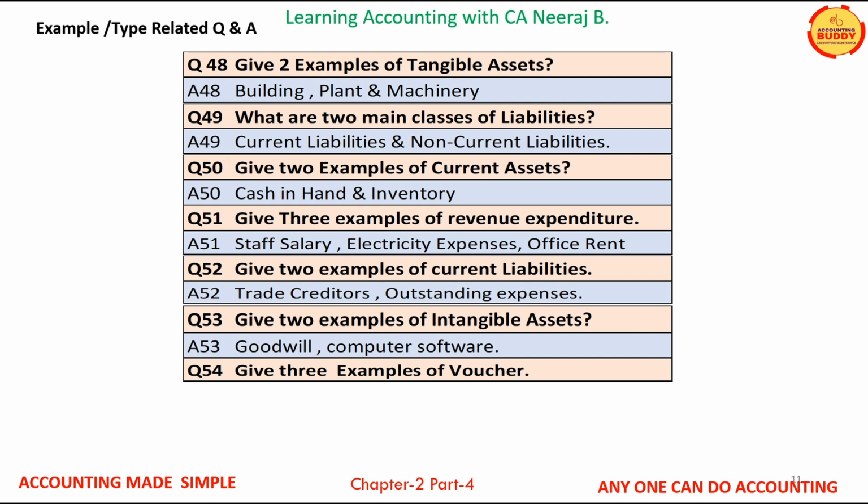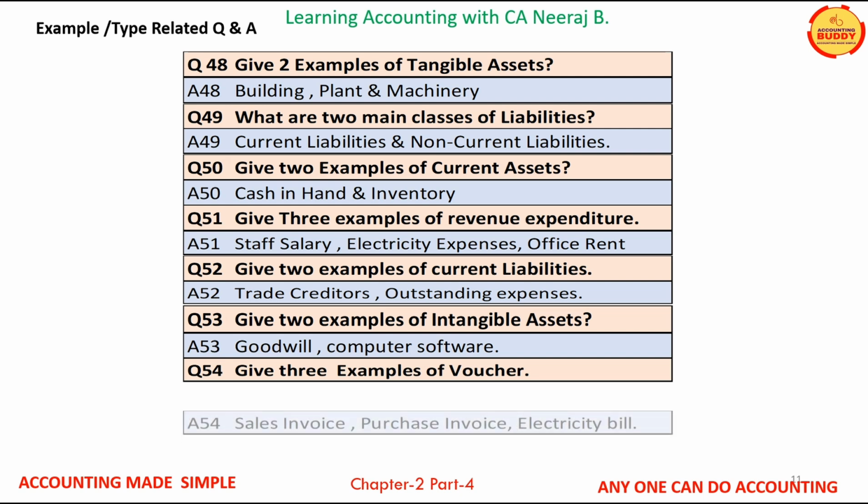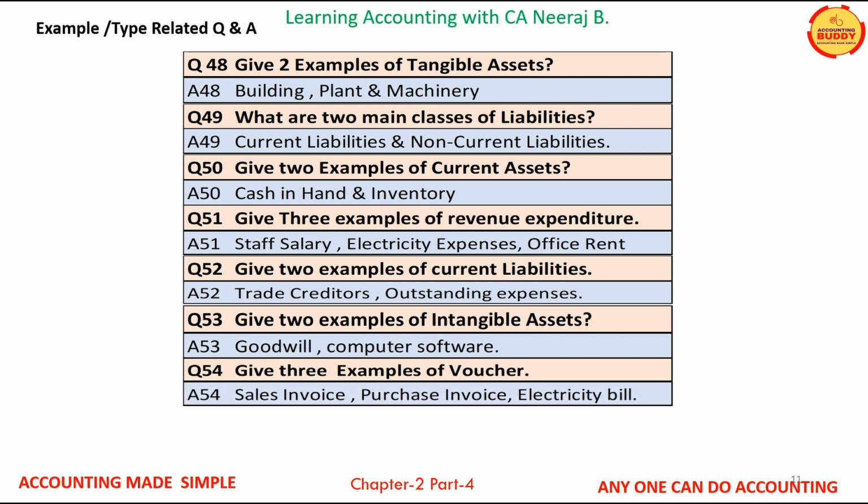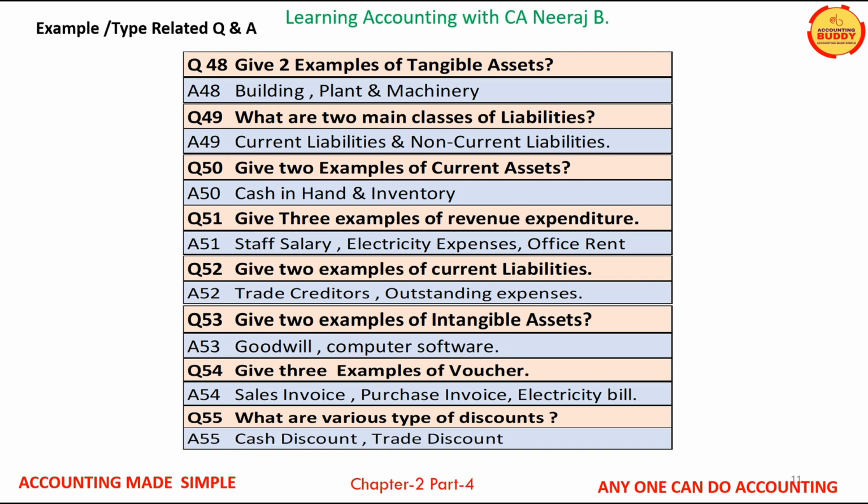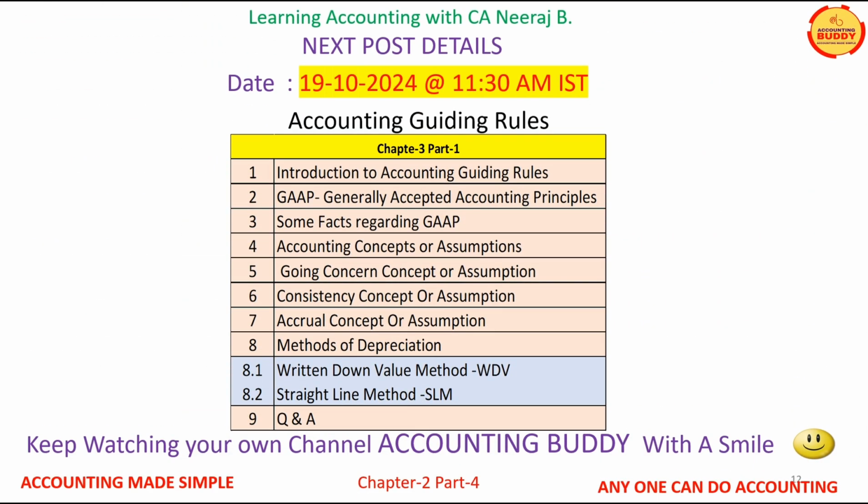Question number 54. Give three examples of vouchers. Sales invoice, purchase invoice, and electricity bill. Question number 55. What are the various types of discounts? Cash discount and trade discount. With this video, we have come to an end of Chapter 2, Basic Accounting Terms.